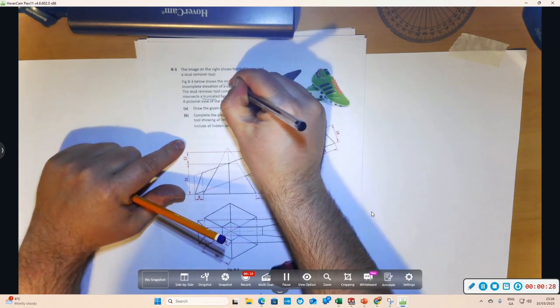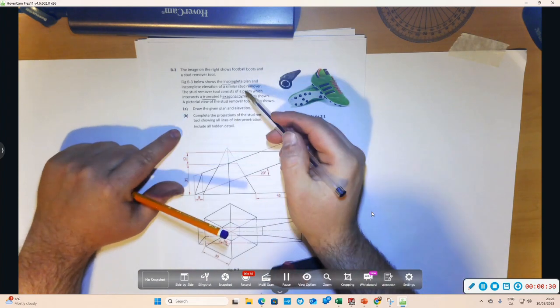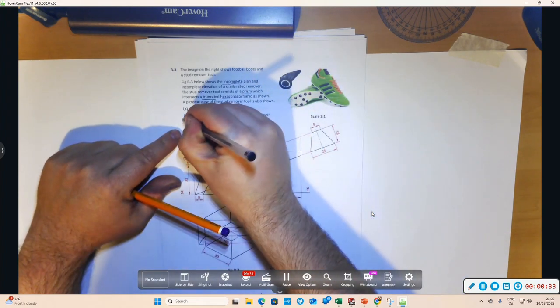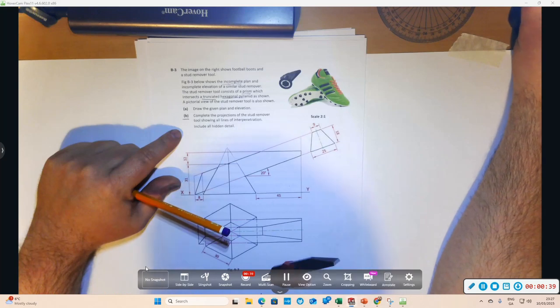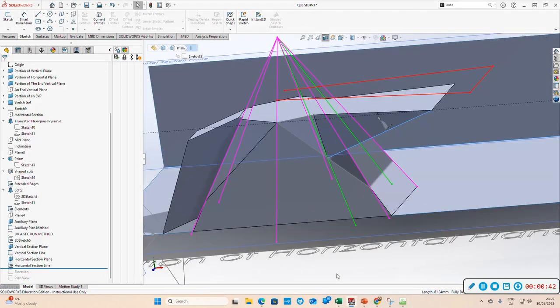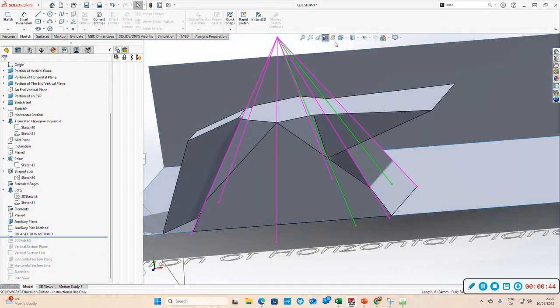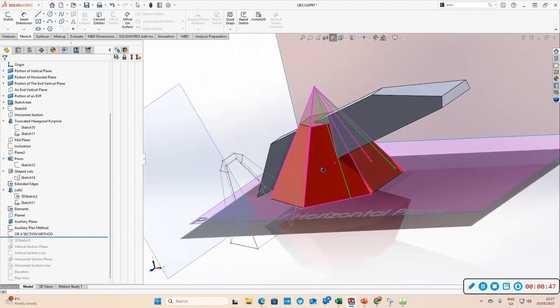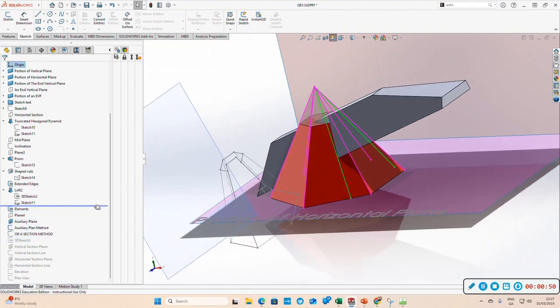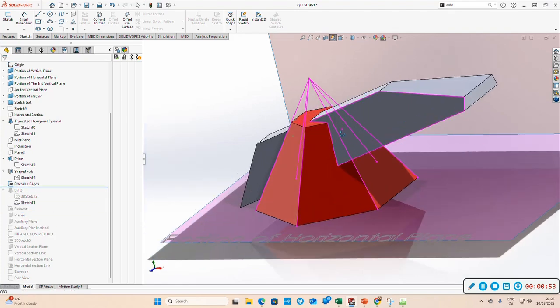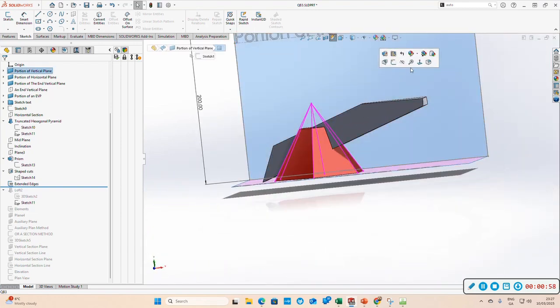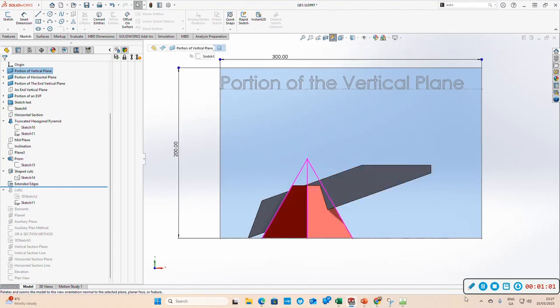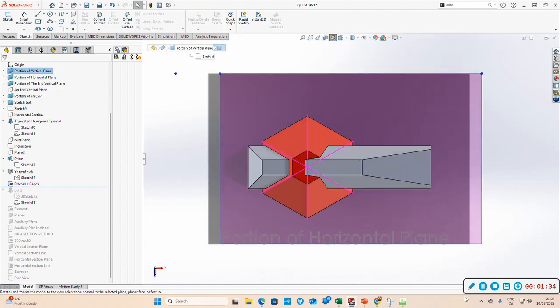So the given incomplete plan and elevation is what we should be saying, because part B is when we're going to draw in the lines of intersection. Right, let's have a look at it in 3D. So bring it up here. Now, here's the solid that you can see. So this is it in elevation. This is it in plan view.